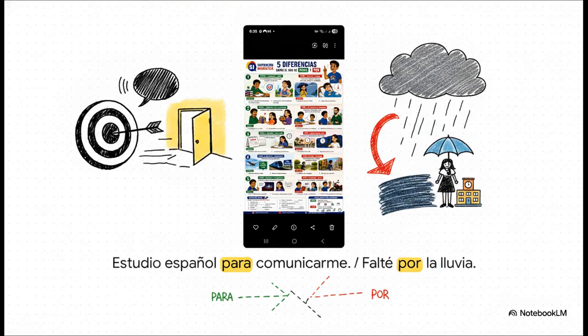To put that into perspective, let's look at this in action. Here we have a student with a clear future target. Estudio español para comunicarme. I study Spanish in order to communicate. The goal is out there in the future. Now, on the flip side, imagine getting caught in a massive downpour. No fui a clase por la lluvia. I didn't go to class because of the rain. The rain is the past cause. So whether you're exercising para mantenerse saludable, to stay healthy, or you're running late por el tráfico, because of the traffic, it always comes down to forward goal versus backward cause.